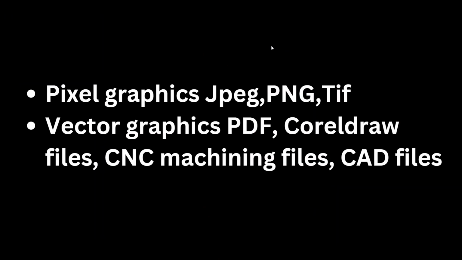Before we move further, let's remember that we have two types of artwork principles. One is so-called pixel graphics and one is vector graphics. Classical pixel graphics are JPEG, PNG, TIFF. Those graphics that we make with a photo camera or video camera are pixel graphics, and they typically have a large size.